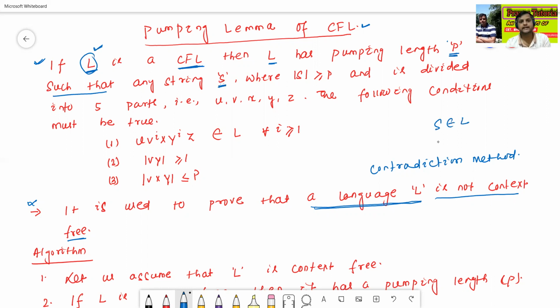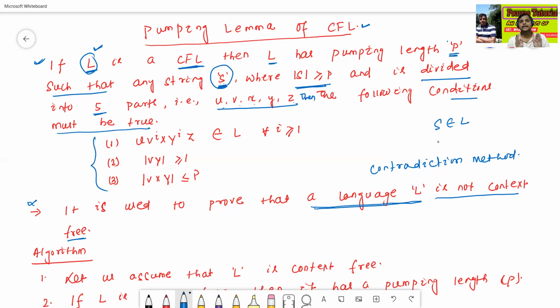Such that any string S, where length of S must be greater than or equal to P, P meaning pumping length, is divided into 5 parts, that is u, v, x, y, z. Then the following conditions must be true.